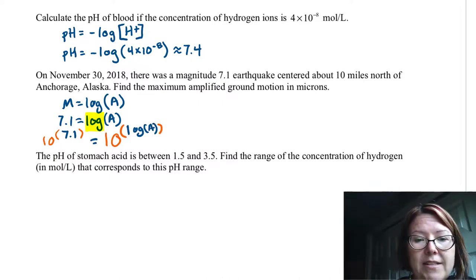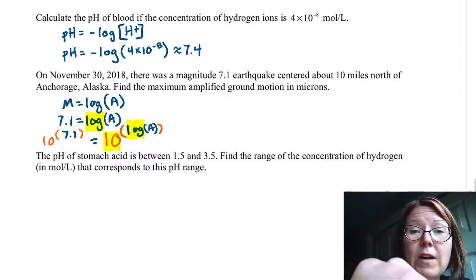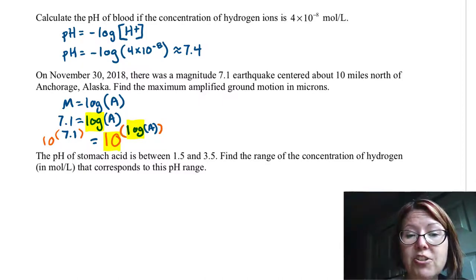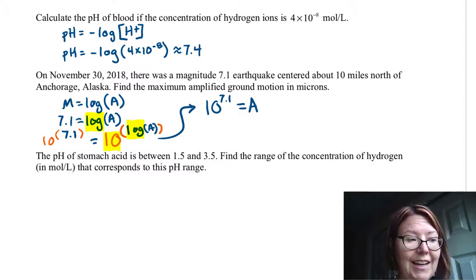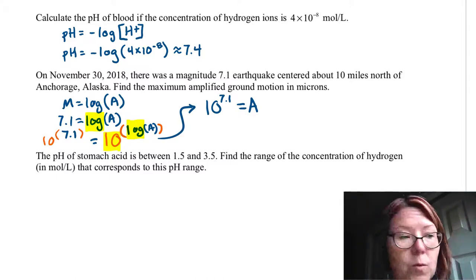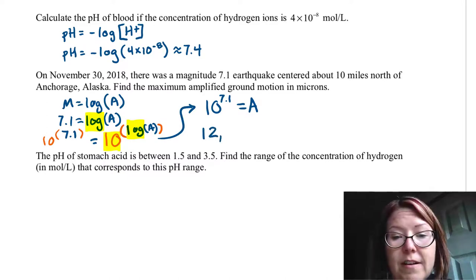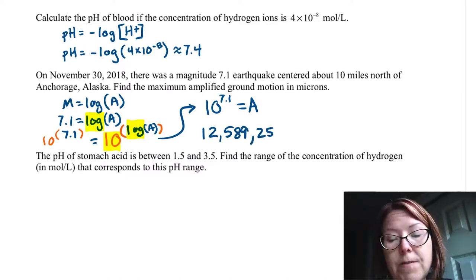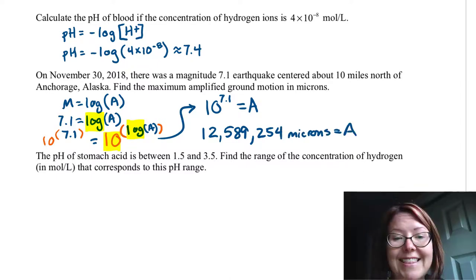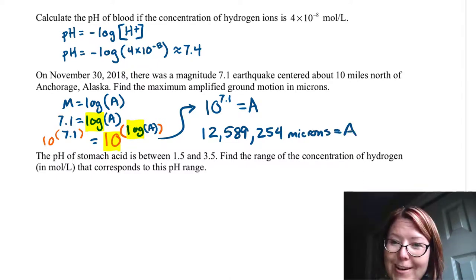Well, now I have a base that's 10 and a log that has a base of 10. So on the right side of the equation, that should simplify to just be capital A. Now we have 10 to the 7.1 power equals capital A. And we just need to calculate 10 to the 7.1 power, which is 12,589,254 microns. That is the maximum amplified ground motion.